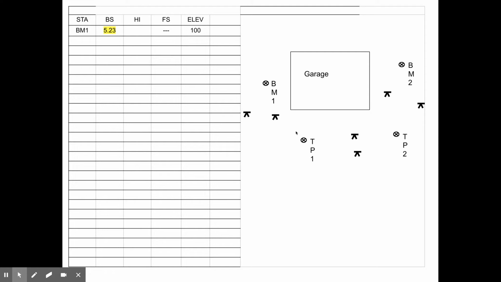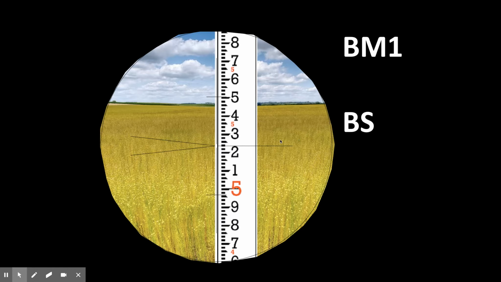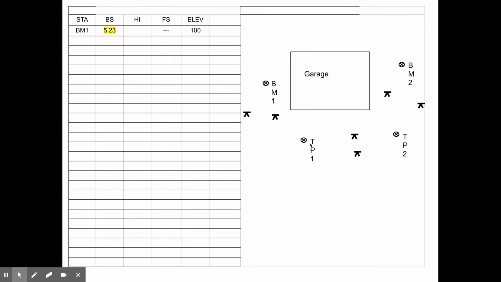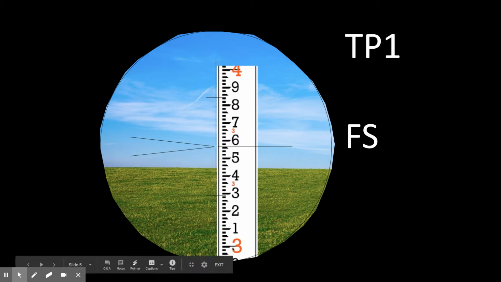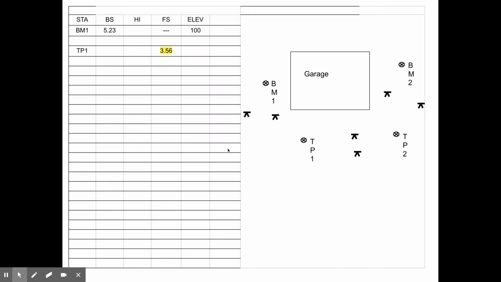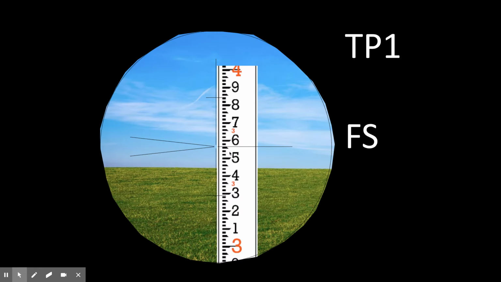Now we need to do a foresight. With this foresight, we'll be able to find our next elevation. So we're going to do a foresight to turning point 1. When we do that, we take a reading here. Look for our lowest red number, which is 3, and then our next closest below black number would be 5, and then 5.6. So 3.56 will be our turning point 1 foresight.